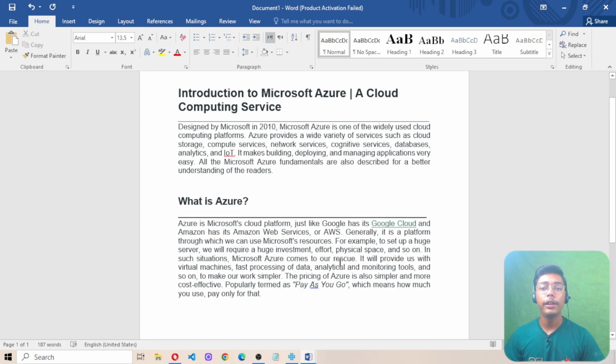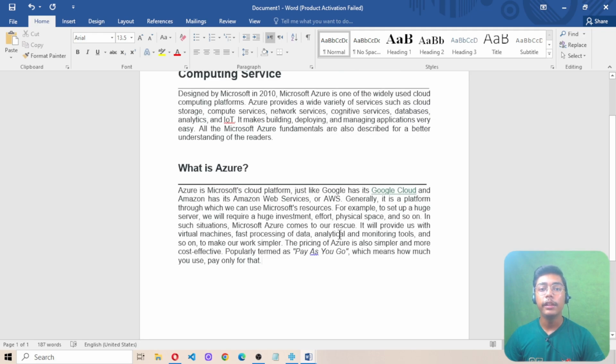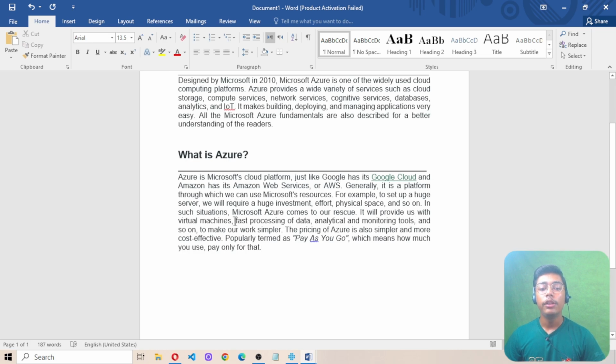So that's a plus point here, and you can also save your money using cloud computing platforms. If you want to use virtual machines, and want fast processing of data, analytical and monitoring tools, you can get that as well using Microsoft Azure. And if you want to make your work simpler, without so much effort by yourself, you can use Microsoft Azure for that as well. The pricing of Azure is also simpler and more cost effective.